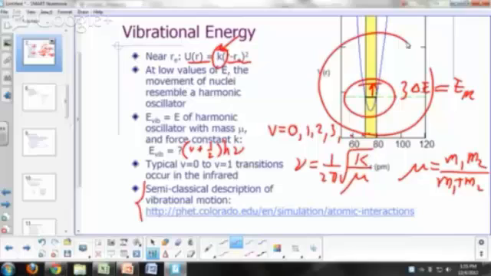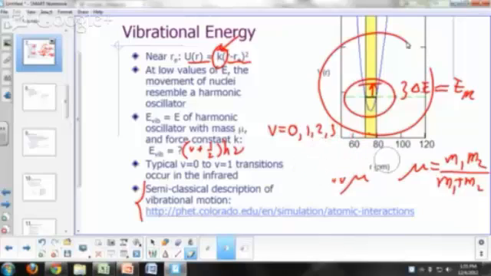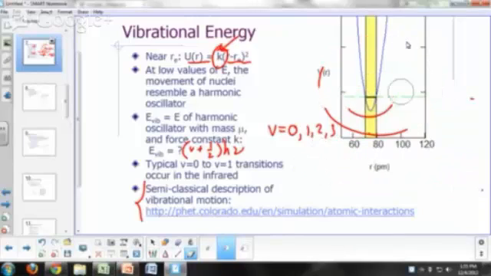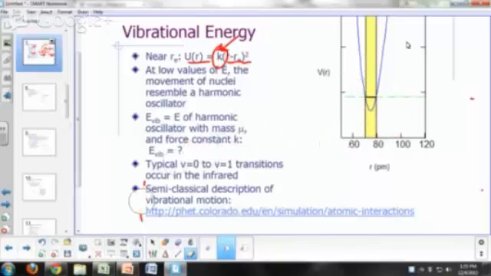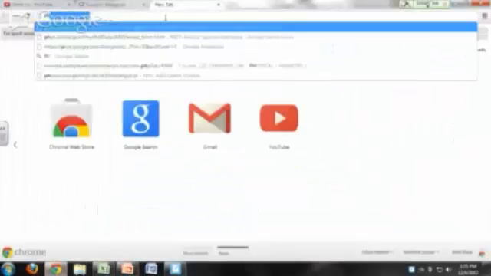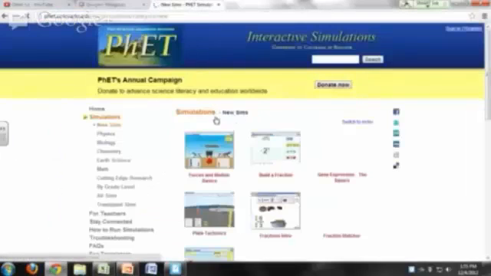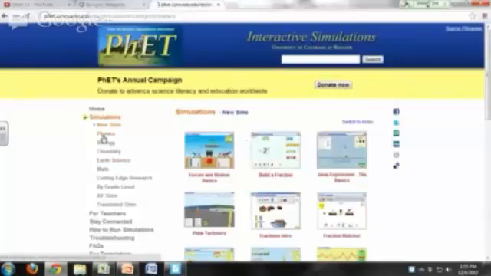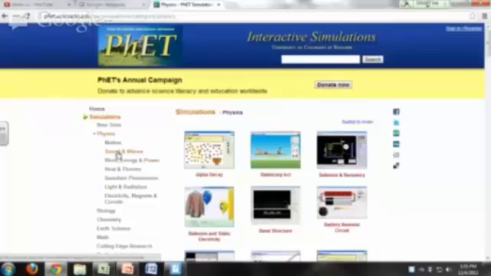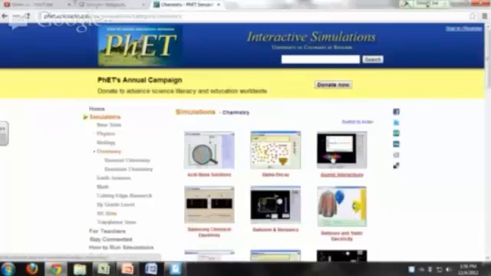Now, if you want a better visualization of what the motion of the two bonded atoms would be, there's a very nice website to go to. Just do a search for PhET simulations at the University of Colorado, and search for atomic interactions. So search for physics, or maybe chemistry simulation. Here's one that's atomic interactions right here.